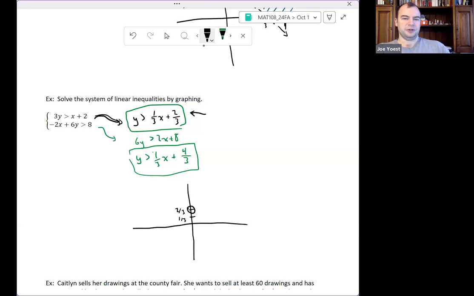So if I go to say x equals -2, that gives me -2/3 plus 2/3 is 0. That's another point on this line. And I want this to be a dashed line, again, because of the strict inequality. So points on this line are not eligible for solving the linear system of linear inequalities.